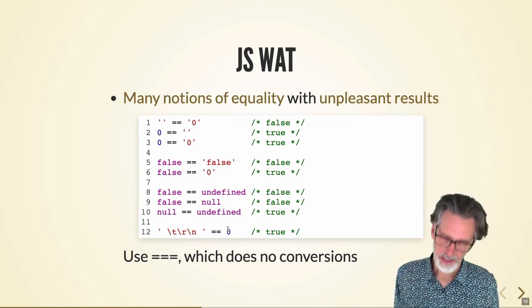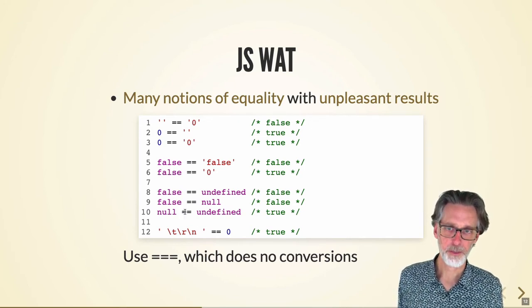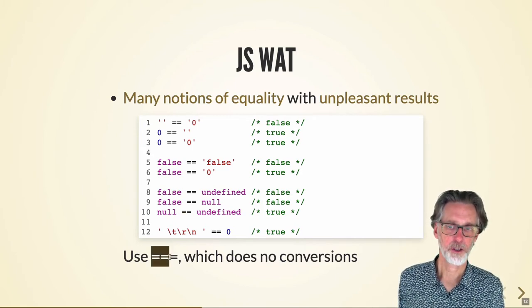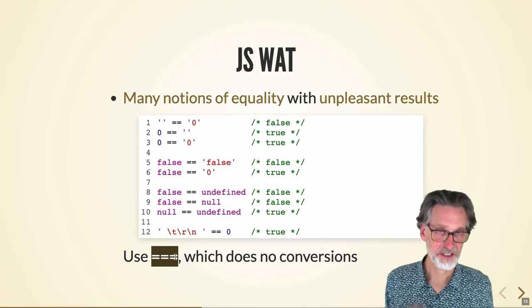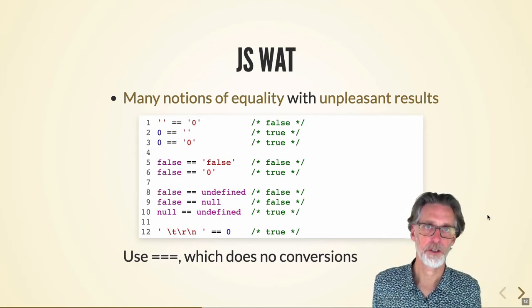And the sensible thing to do in JavaScript is simply to avoid the double equals operator, which does this kind of conversion, and use the triple equals operator, which does not do these conversions. So it has more predictable results.